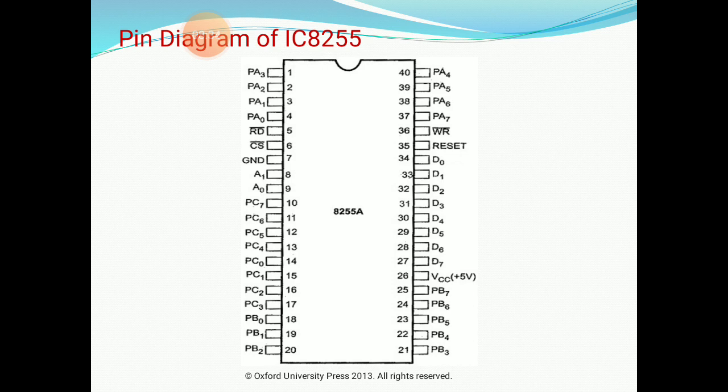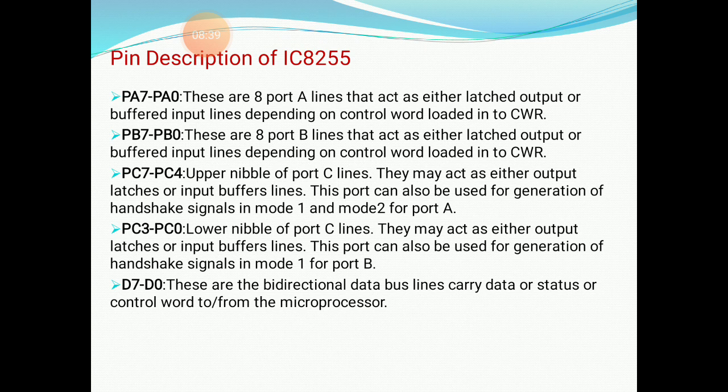Now let us see the pin description of IC 8255. The port lines PA7 to PA0 are 8 port A lines that act as either latched output lines or buffered input lines depending on the control word loaded into the control word register. The port lines PB7 to PB0 are 8 port B lines that act as either latched output or buffered input lines depending on the control word loaded into the control word register, called CWR.